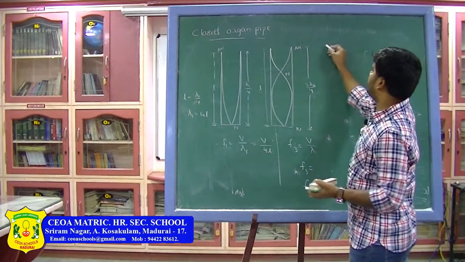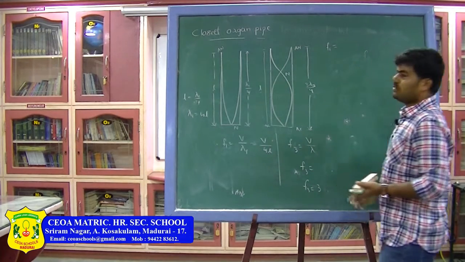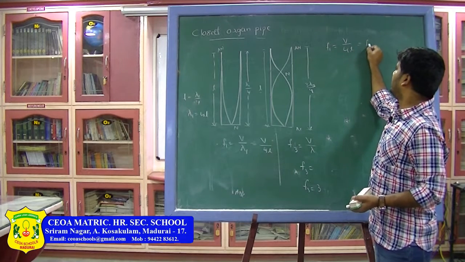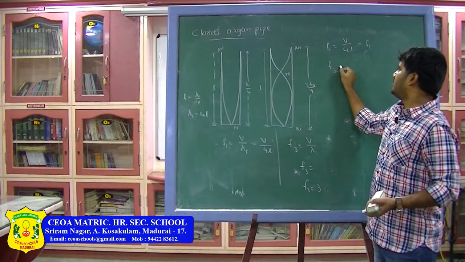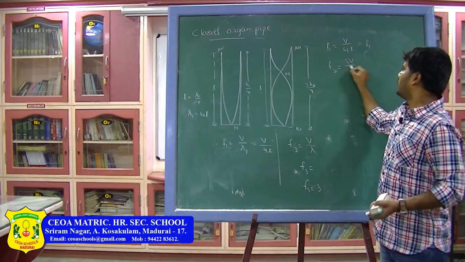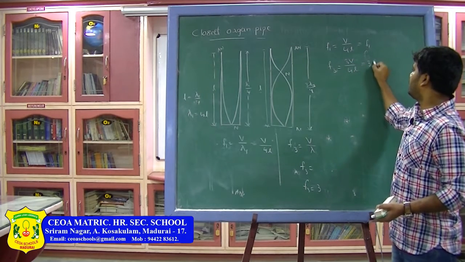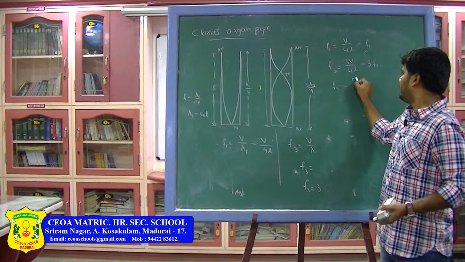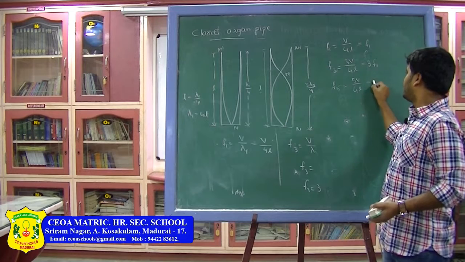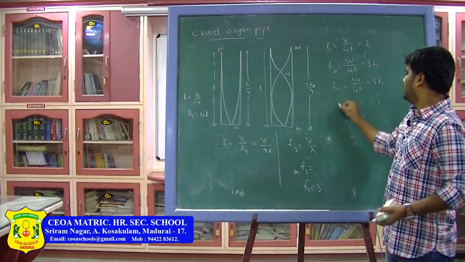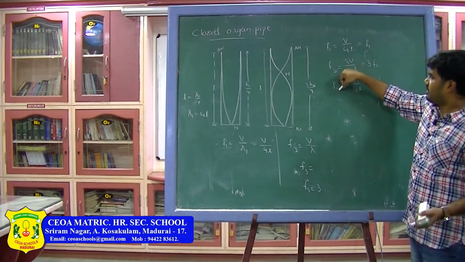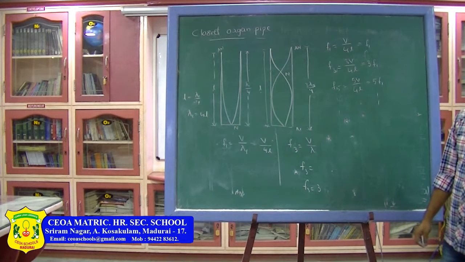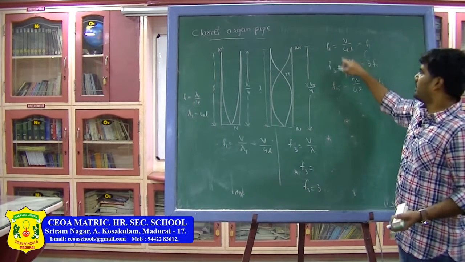Your first frequency of the closed organ pipe is V by 4L, that is F1, and the next frequency F3 is 3V by 4L, that means 3 times F1, and the next frequency F5 is equal to 5V by 4L, that is equal to 5F1 and so on. So, only odd frequencies are coming in case of vibrations of air column in a closed organ pipe. So, they are known as odd harmonics.